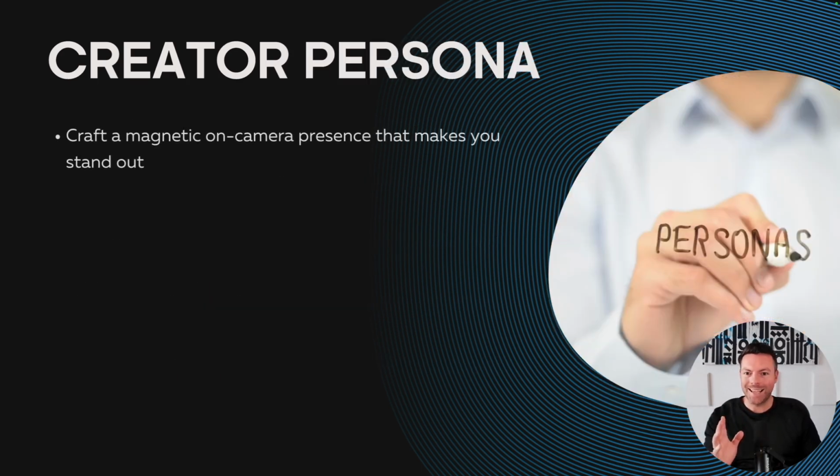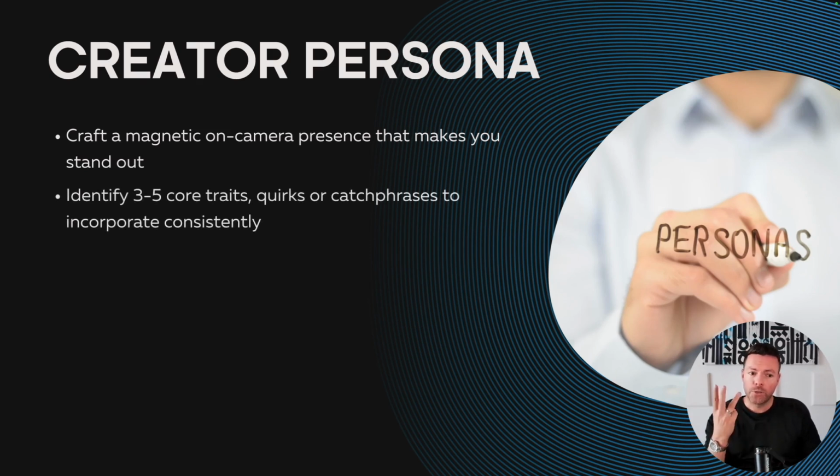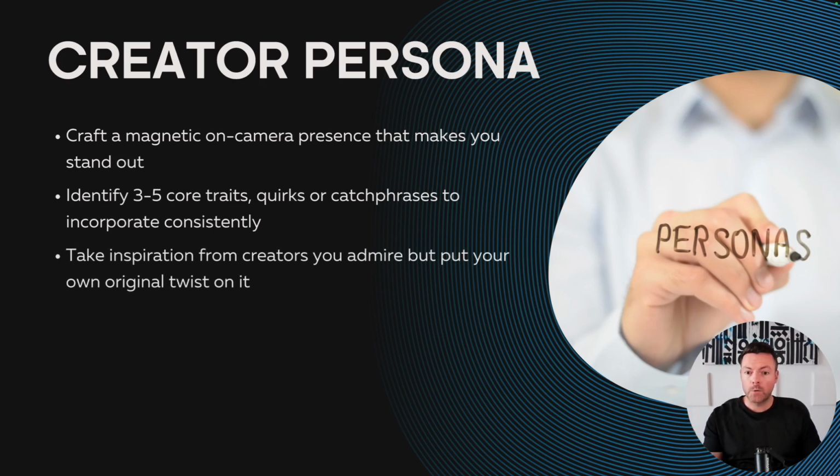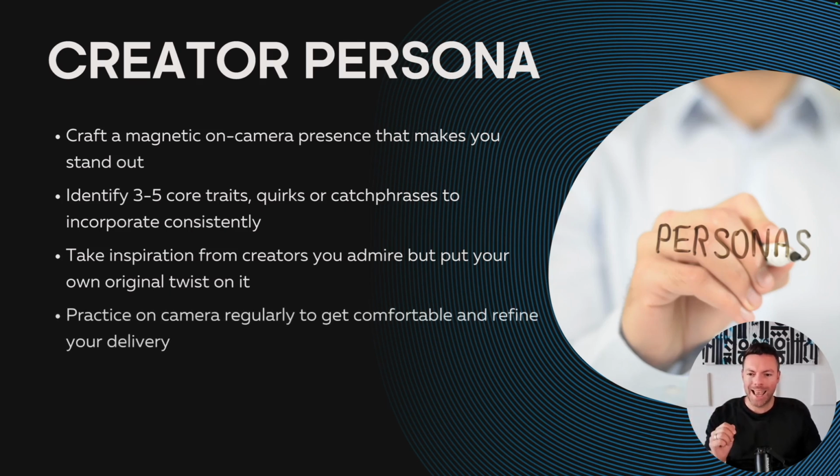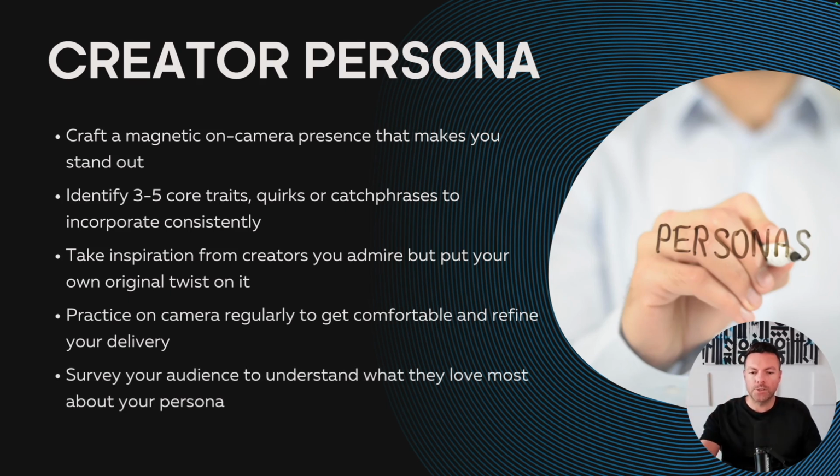Next is creator persona. You want to create a magnetic on-camera presence that makes you stand out. Whatever your unique thing is, something that you say, something that you do, or how you look, make that be something that helps you stand out amongst the sea of other creators. You want to identify 3 to 5 core traits, quirks or catchphrases to incorporate consistently in your TikTok videos. And take inspiration from creators you admire, right? But put your own original twist on it. Practice on camera daily to get comfortable and refine your delivery, and survey your audience to understand what they love most about your persona, what they did and didn't like about your videos.